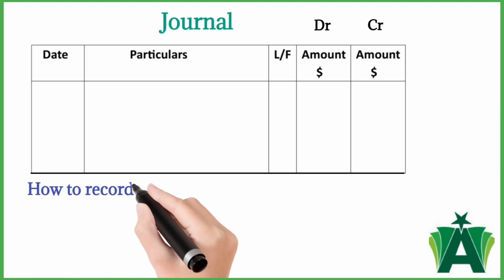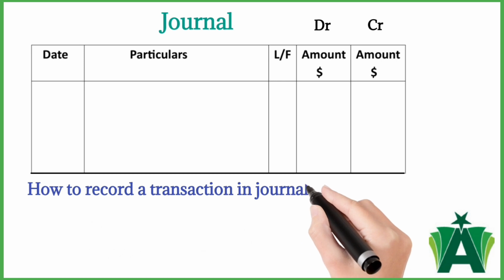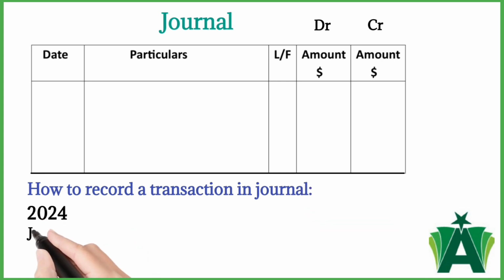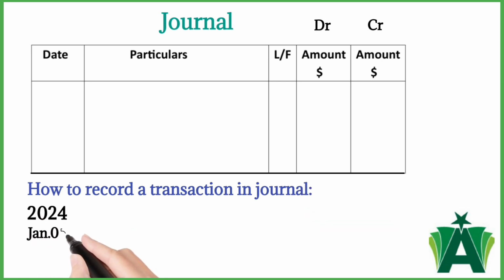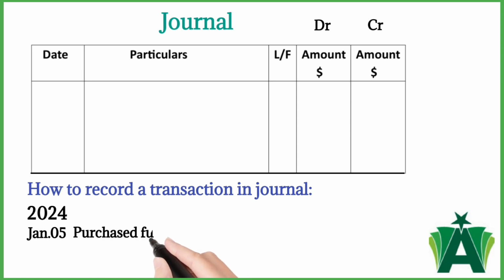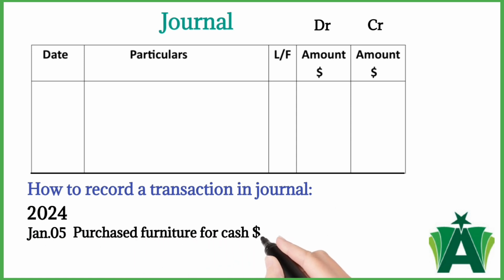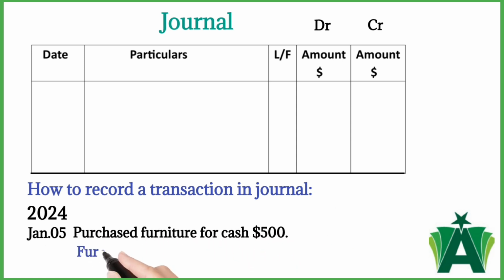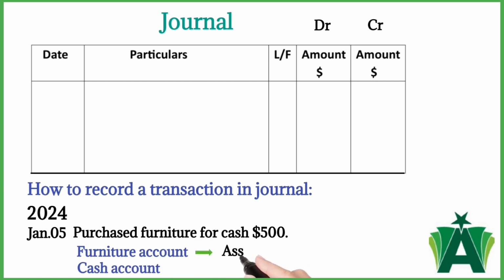How to record a transaction in a journal. Suppose the transaction is 2024, January 5, purchased furniture for cash $500. Before recording, first we analyze this transaction. In this transaction 2 accounts are involved: furniture account and cash account. Furniture account nature is an asset and increase in business. When an asset increases, an account is to be debited.